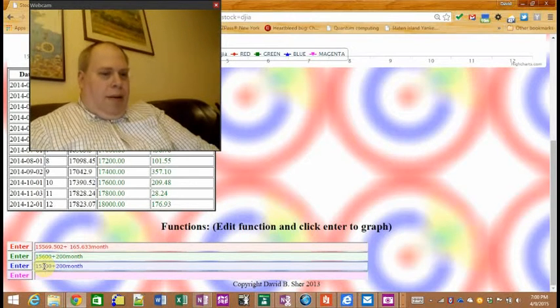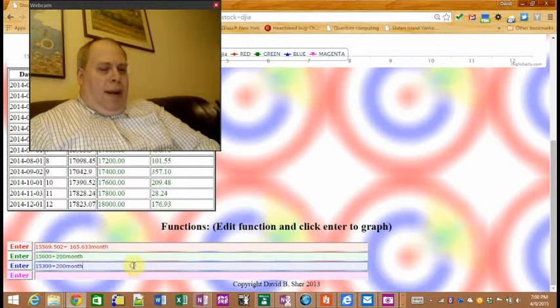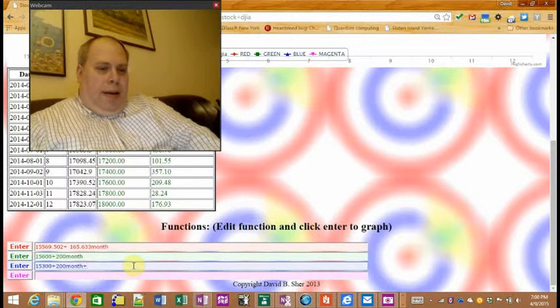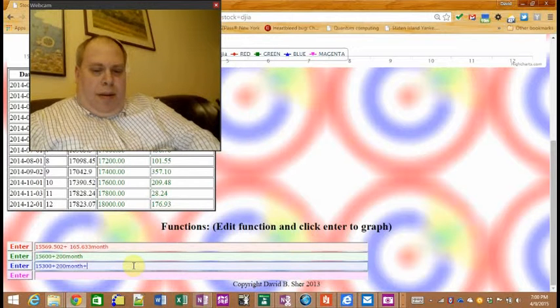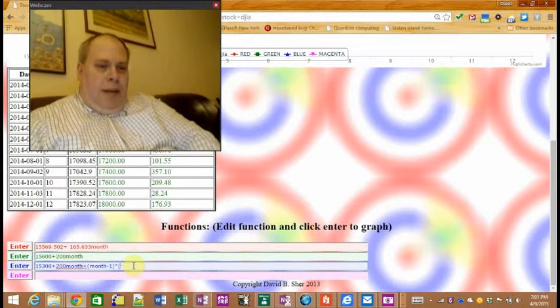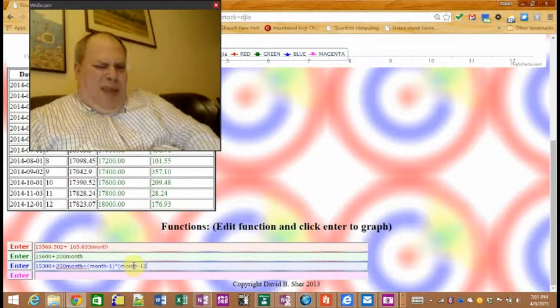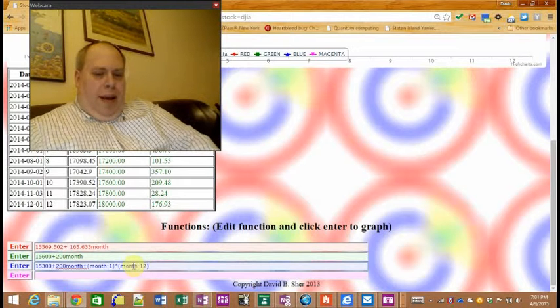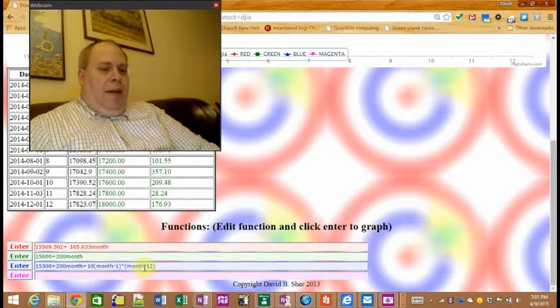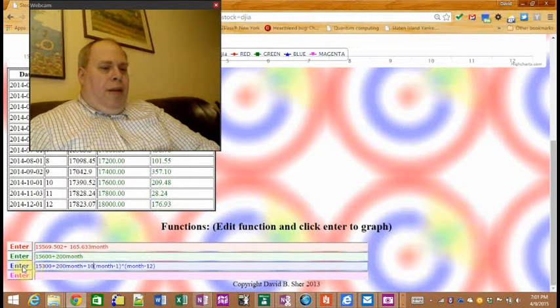I'm going to make it 15,300 plus 200 a month. And then I'm going to throw in a quadratic. So what am I going to do? I'm going to add in month minus 1 times month minus 12. And I'm going to multiply that whole thing by 10. What that's going to do is give me the same value in month 1, because when we put 1 in, this guy is 0, and month 12, but otherwise it's going to add a bit of curve to it.